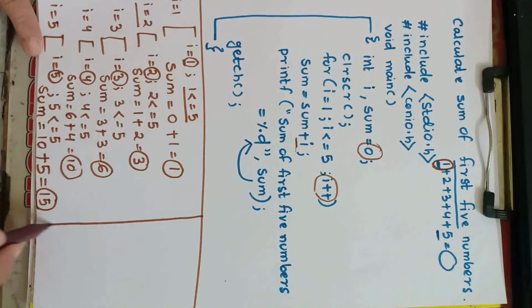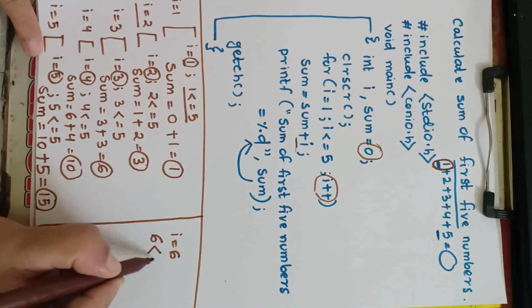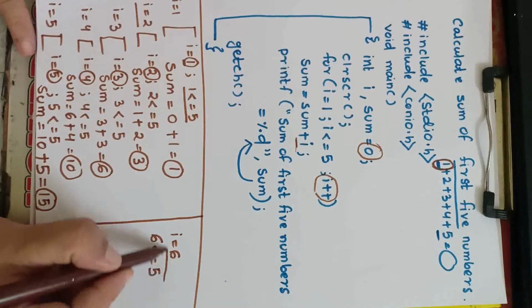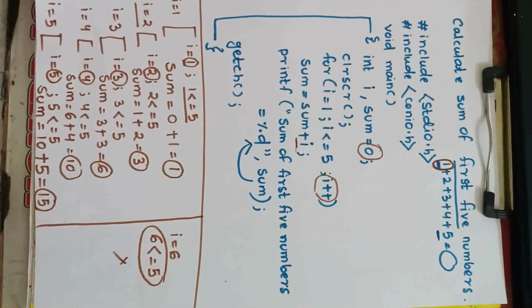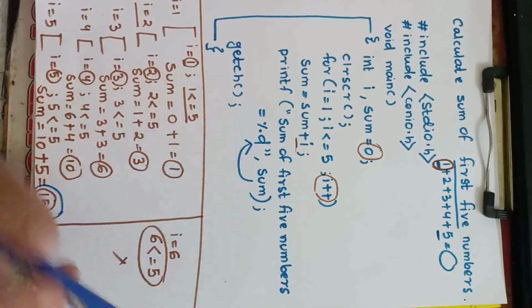So next when we check for i equals 6, what is my condition? 6 less than or equal to 5. So this is false. So now this one is the final result, 15. What is the output now? The output is sum of first 5 numbers equals 15.